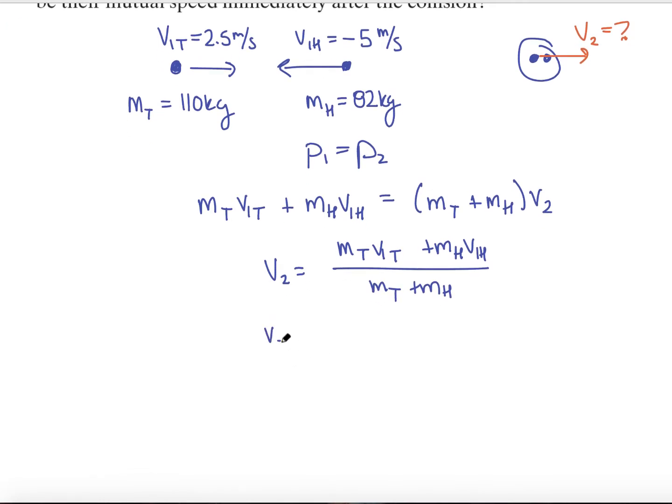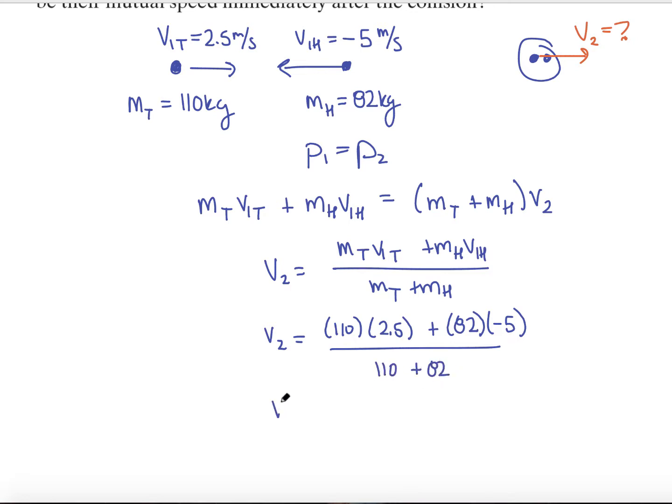So now we can go ahead and substitute. So the mass of the tackler is 110 kilograms. The velocity is 2.5 plus the mass of our halfback, which is 82, times his initial velocity, which is -5 because it's going in the opposite direction, all over the total mass of 110 plus 82. So when we plug all this into our calculator, we find a final velocity of -0.70 is what we'll round it to. And that's meters per second. So even though we drew it where our velocity was going to the right, our result actually says that together they would move to the left after this collision.